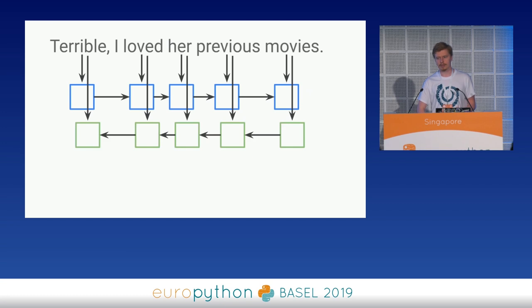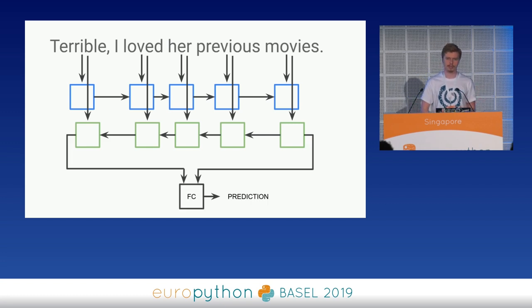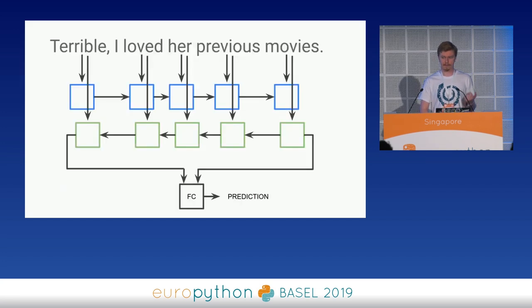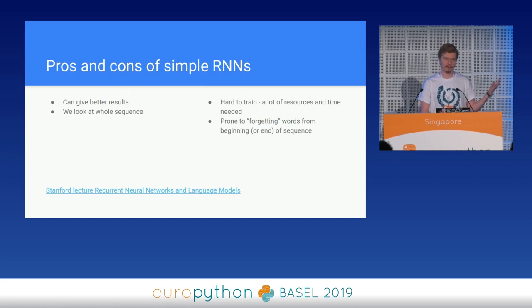To anticipate that, we can use bidirectional RNNs. So first we'll go front to back, then back to front, merge in some way the results, either concatenate or whatever, and fully connected network on top. It should work. So pros and cons: they can give better results. We look at the whole sentence, but they are hard to train because, as you may see, the network will be as big as your sentence is, or whole review. So you will have to deal with training very deep networks, and this is really, really slow.